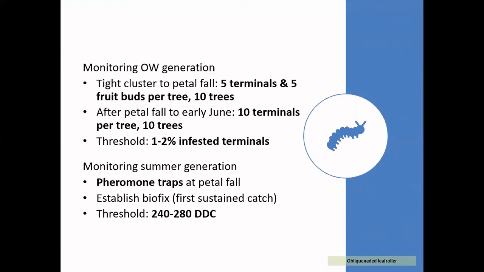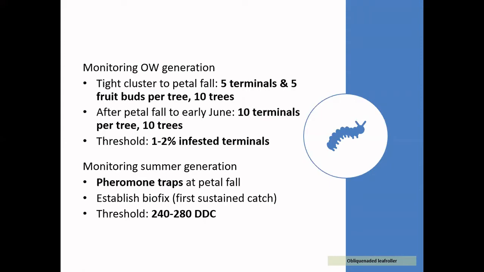So monitoring can be done through visual observations, looking at terminal damage. There are thresholds that have been set for oblique banded leaf roller. So if 1 to 2% of the terminals that were assessed were infested with oblique banded leaf roller, then that warrants a spray for both that overwintering generation as well as the summer generation.